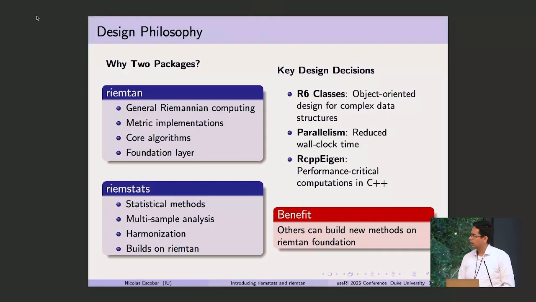So to summarize, what we have is 2 packages. We have riemmtan that does the single sample computations, and it is very generic in that sense. It has sort of the core algorithms, the thing that anyone who does this kind of thing wants to do, and it's sort of a foundation layer that we want people to use, that we want people to build on top of. And then separately, there's riemstats, which is a package that does the multi-sample side of things, specifically harmonization and ANOVA.